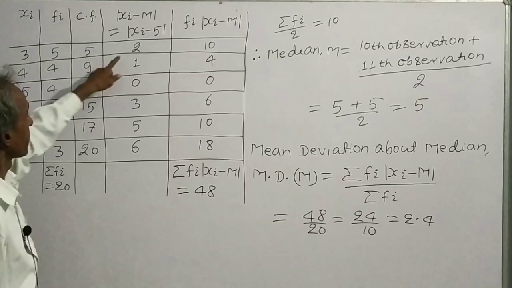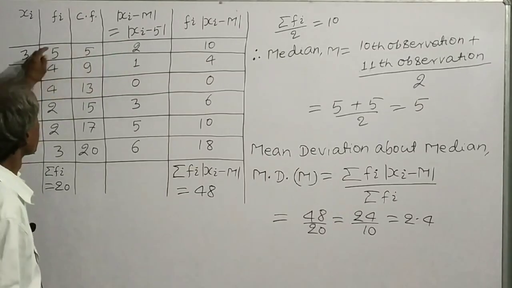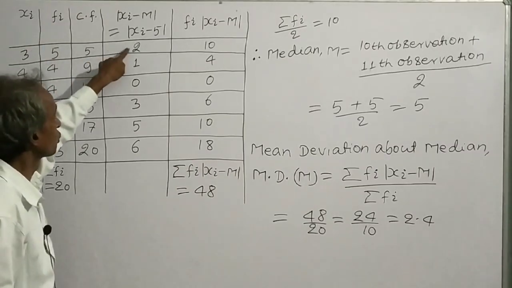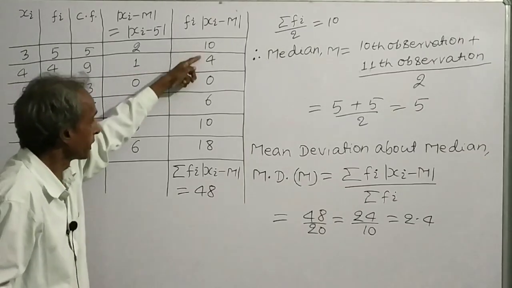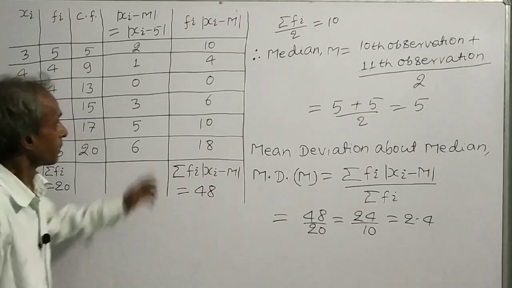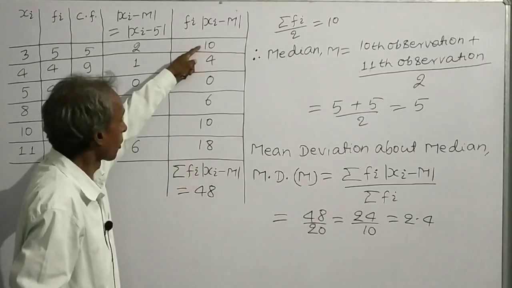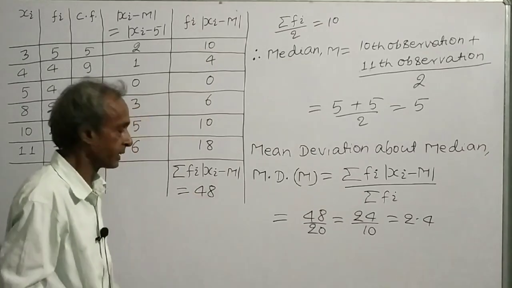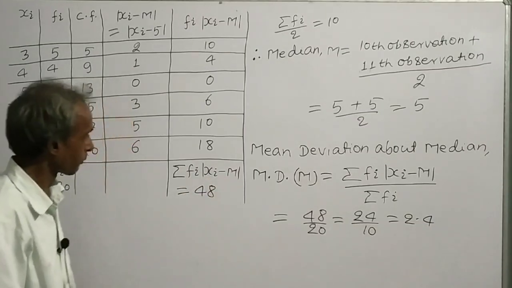Now we multiply number in this column with number in this column, frequency. 5 times 2 is equal to 10, 4 times 1 is equal to 4. In this way, we write up to this 18. Now we add all numbers in this column from 10 to 18, and we get the sum 48. This is denoted by sigma fi, mod of xi minus M.